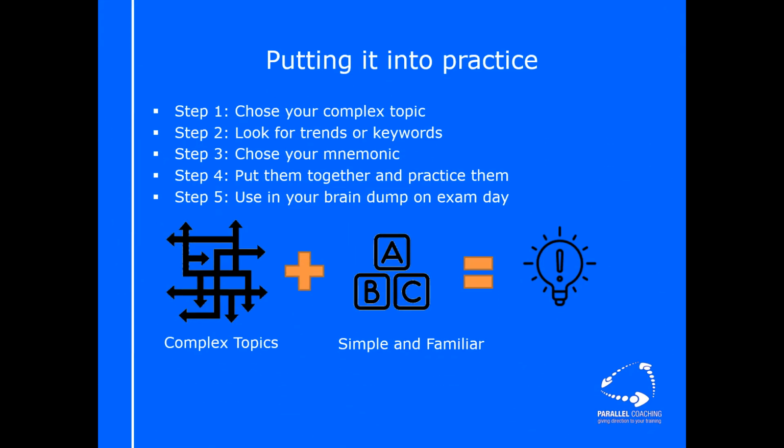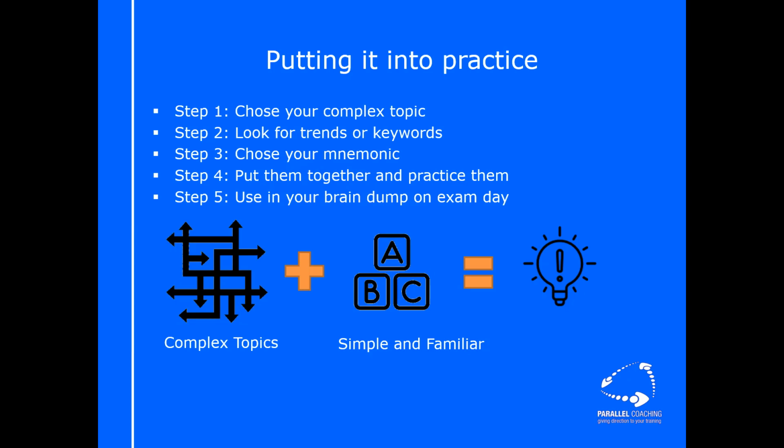So let's have a look at how you can put this into practice. How do you create your own mnemonics? And we've got a 5-step process for you to follow. First of all, you want to choose your complex topic. For example, that might be like the skill-related fitness that we had. That's quite a complex topic to remember 6 different words.